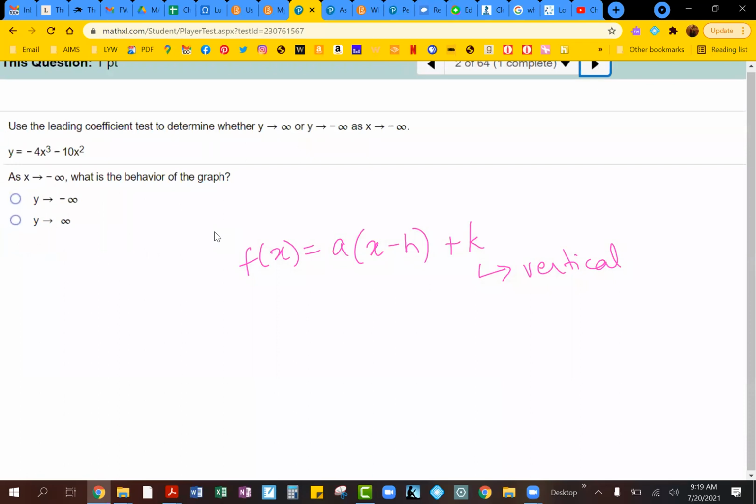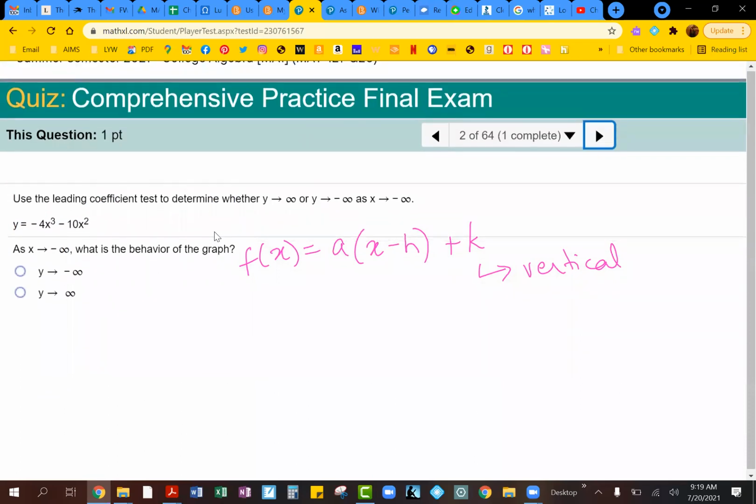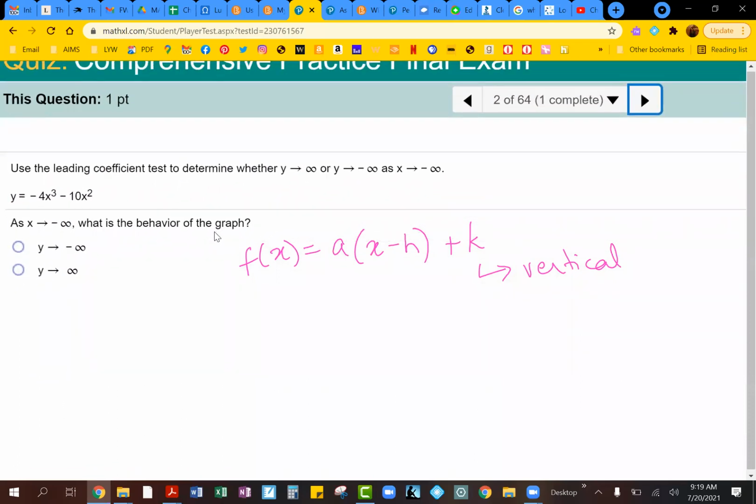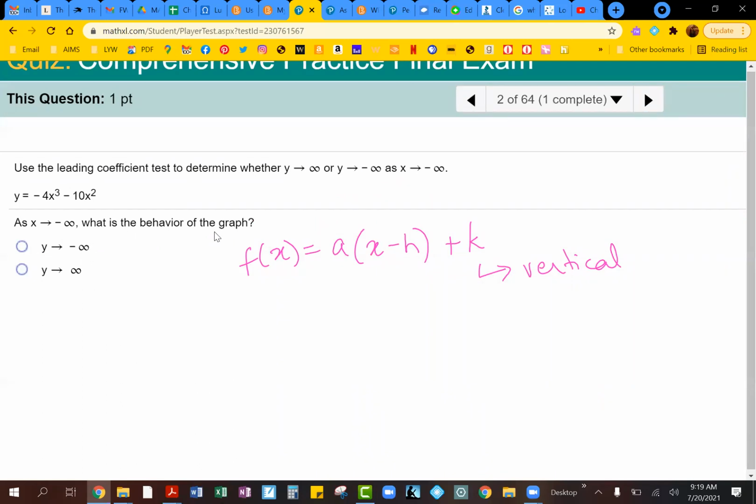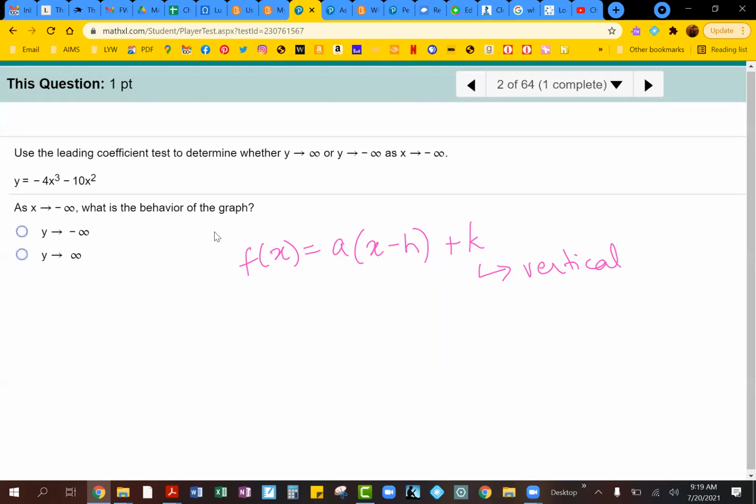Okay, this is coming from Drawing Good Graphs, which was also in chapter 3. So this is where we use the leading coefficient test. This one is where they're talking about if you have this function, y equals negative 4x to the third minus 10x squared, and they want to know, using the leading coefficient test, is your graph headed towards positive infinity or negative infinity for the y value, as the x value is headed to negative infinity.